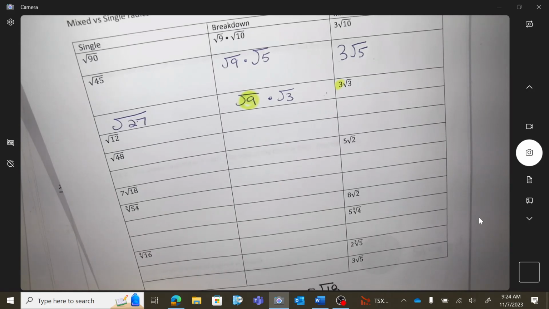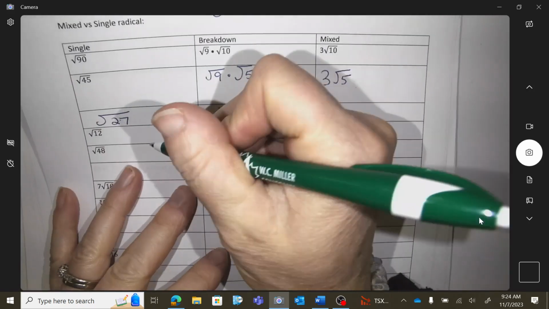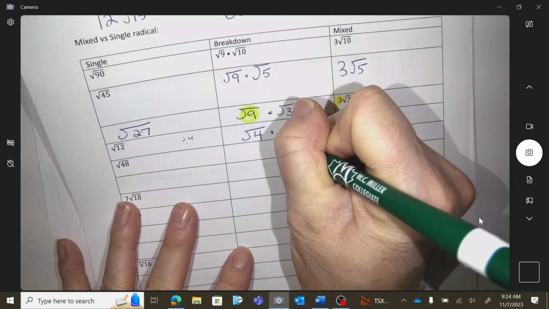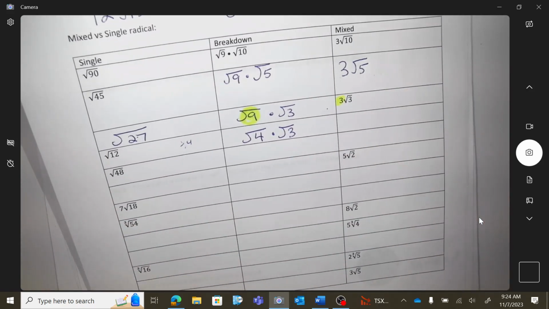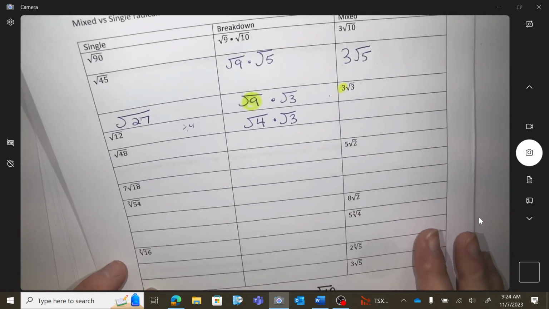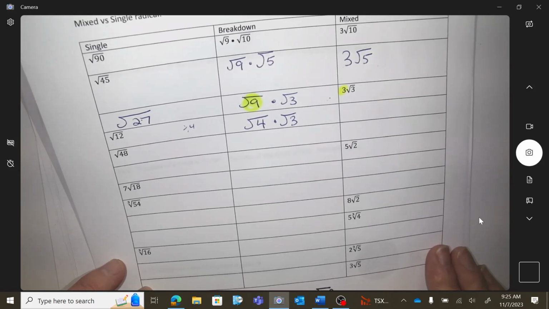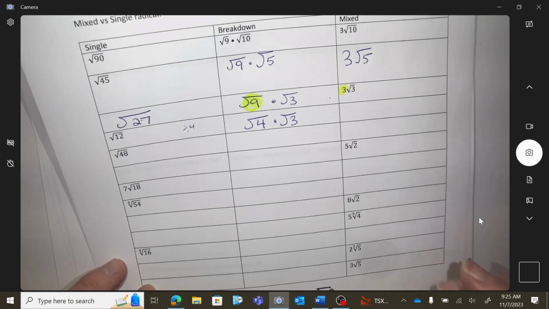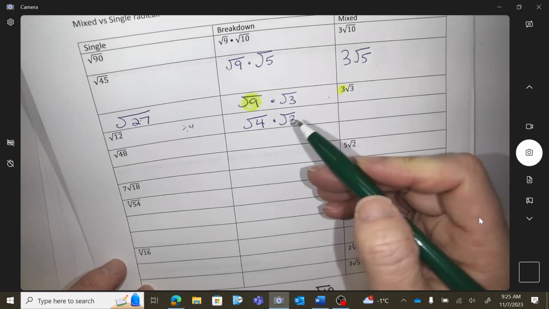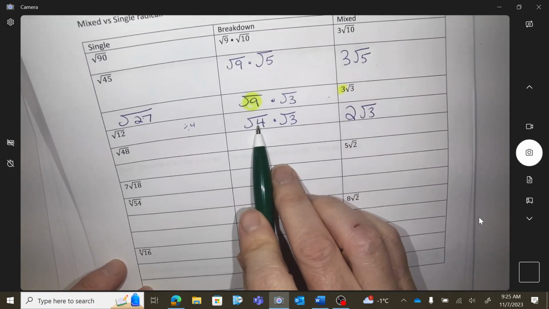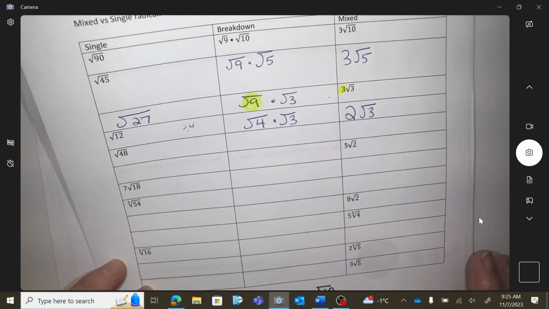Okay, 12. What's the perfect square number you can divide 12 by? It's divisible by 4. So root 4 times root 3. What is the root of 4? 2. So 2 root 3.